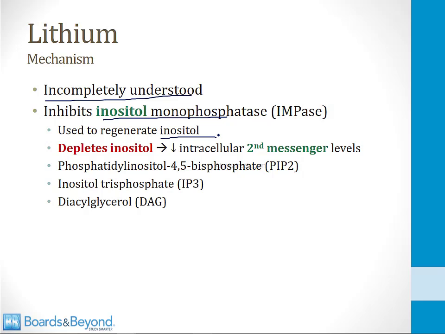But what happens when patients take lithium is that they have depleted levels of inositol inside of their cells, and inositol is used for a number of second messenger systems, so those levels of second messengers fall. In some other videos, I talk about second messenger systems for G proteins and other signaling systems in cells. Some of these include molecules like PIP2, IP3, and DAG. All of these involve inositol, so when the level falls in a patient on lithium, that is hypothesized to be one of the potential mechanisms of the drug's benefit.